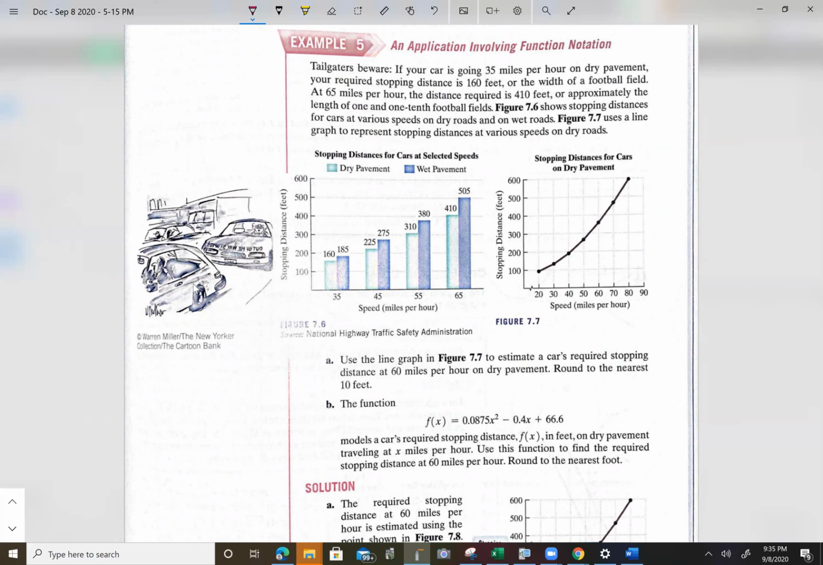It's entering in all of these points and creating a line, just like we were doing before. So the first point, or one of the points, is going to be 35. If your car is going 35 miles per hour, the required stopping distance is 160 feet. So they just plotted that point here, 35, 160. Then at 65 miles per hour, the distance required is 410 feet. So that would be the point right here on this graph. It looks kind of exponential.